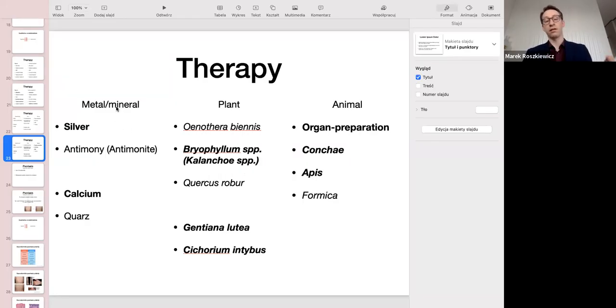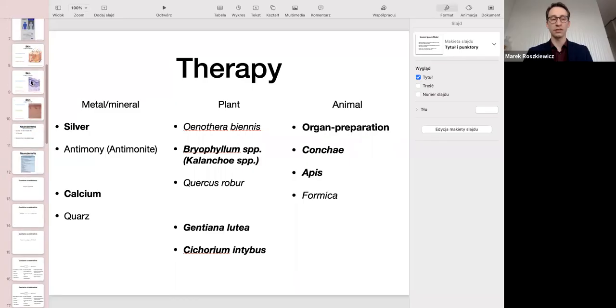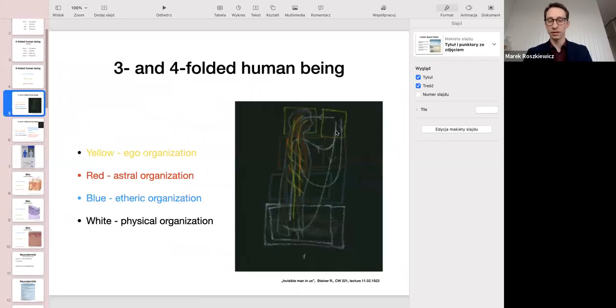So we know that metal or mineral is working on the ego organization, preparing the ego organization to go through this bloodstream to rebuild. The plant is also connected with the astral body. So again, this invisible man in us, this stream going very, very down and going up, this upbuilding process.